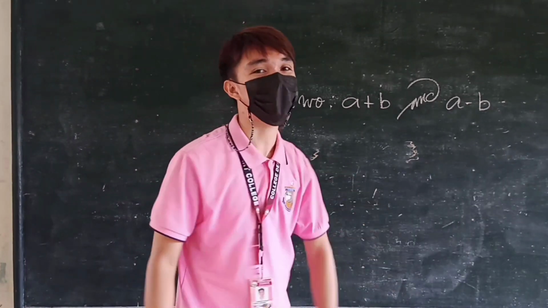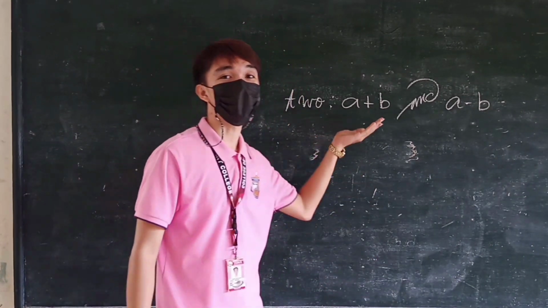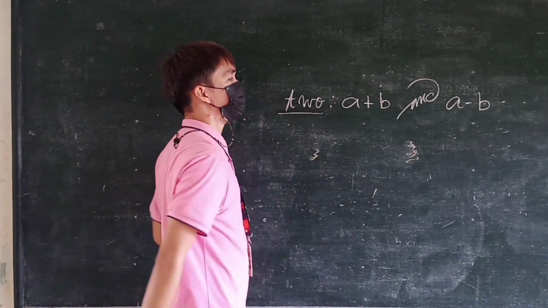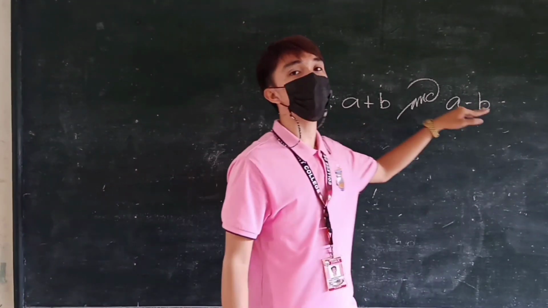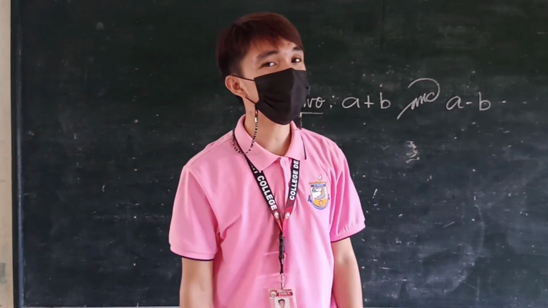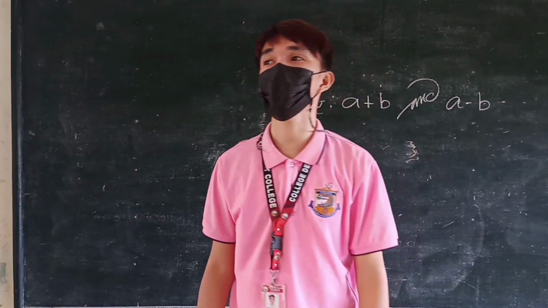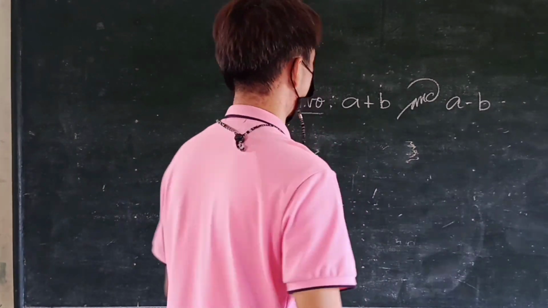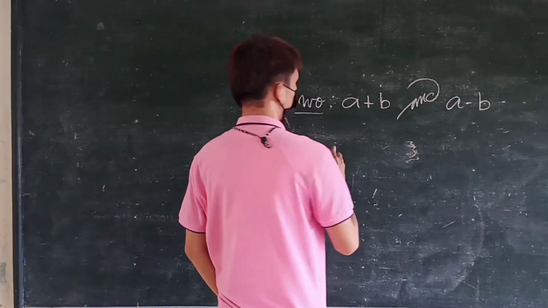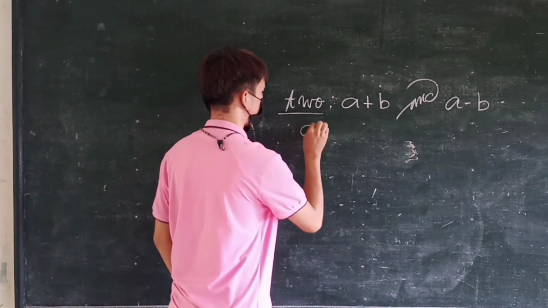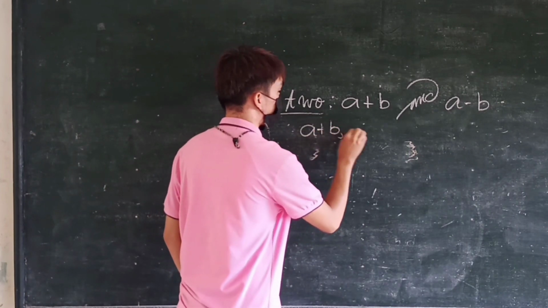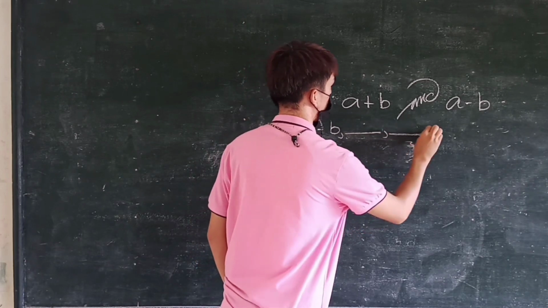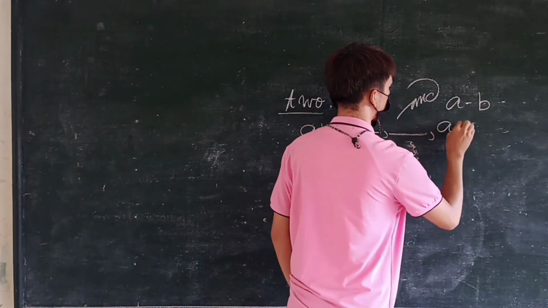This is quite unusual. These all are variables. So we are going to look for two arithmetic means between a plus b and a minus b. So the same process. First thing we are going to do is to look for the common difference. We have a plus b, we're looking for 2, then a minus b.